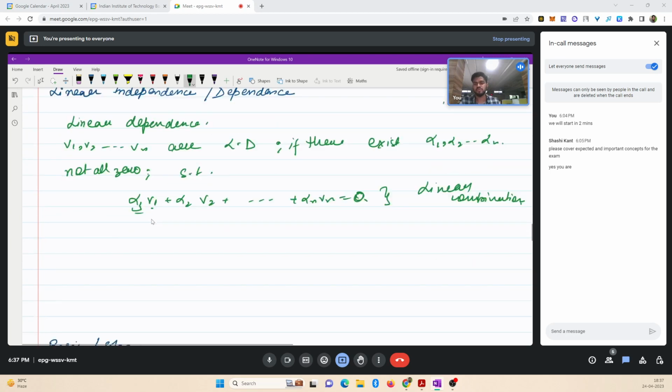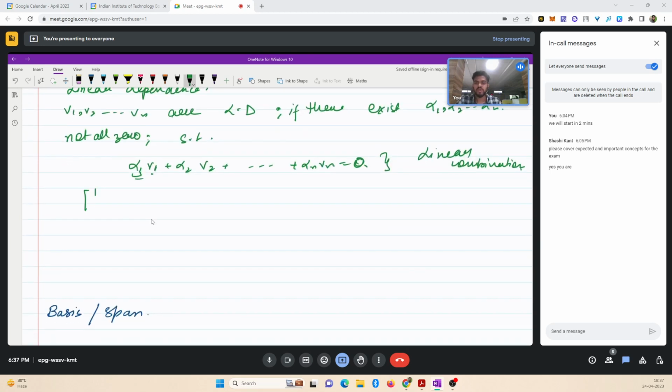Okay, for example, if you look at vector (1, 1) and vector (2, 2), let's call it v1 and let's call it v2. So you know that minus 2 times v1 plus v2 would be 0. So these vectors v1 and v2 are linearly dependent. Okay. So now what is linear independence?